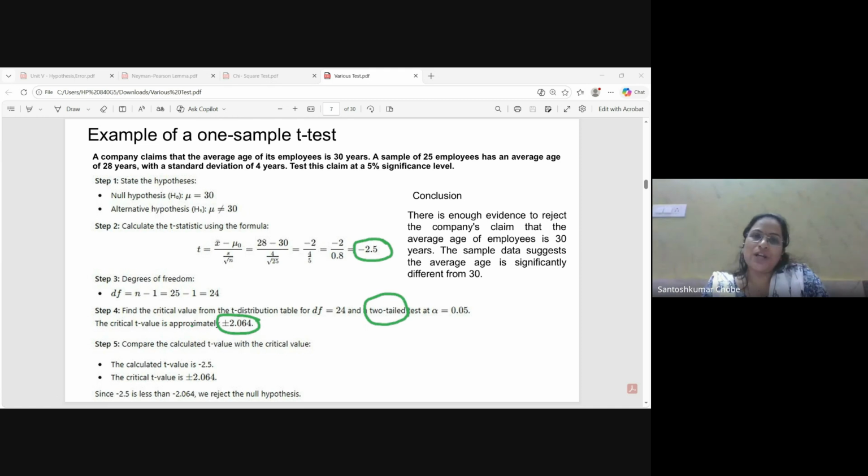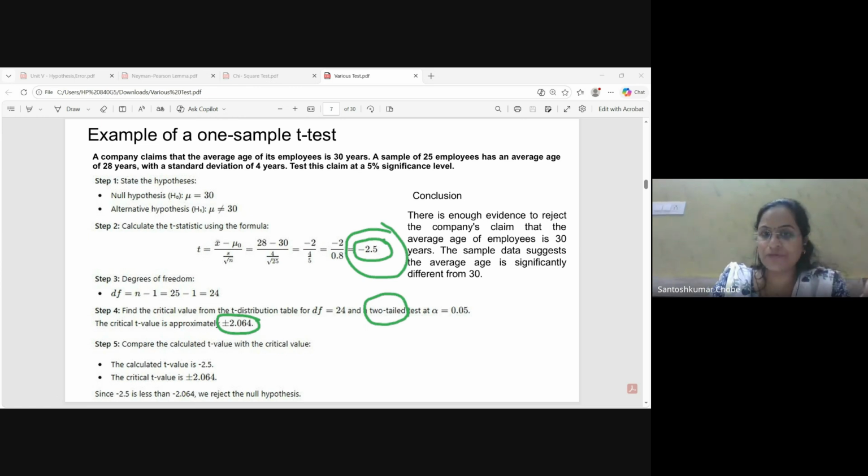What is the value which I have got through my test statistics? I have got this value through my test statistics. That is my minus 2.5, correct? So at minus 2.5, I have got some value. So since the minus 2.5 is less than minus 2.064, लेस दॅन आहे ना त्याच्यापेक्षा, करेक्ट? त्याचा अर्थ काय? तो क्रिटिकल रिजन मध्ये लाई करते ही व्हॅल्यू. सो वी रिजेक्ट दी नल हायपोथेसिस. Correct. And so what is the conclusion?